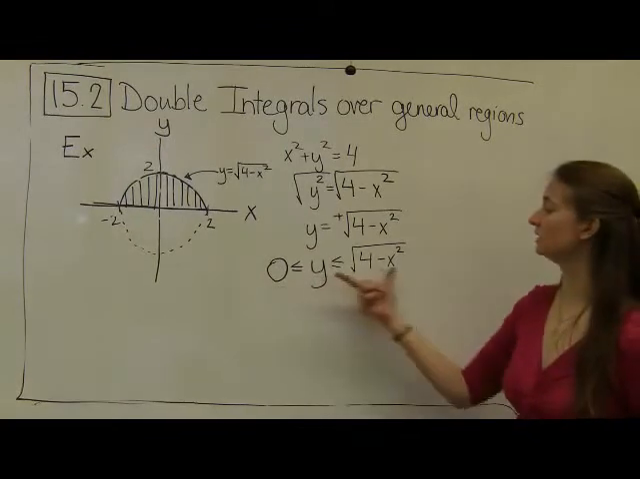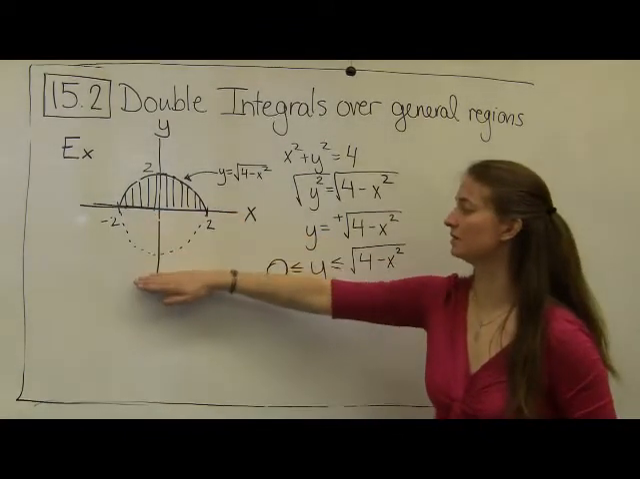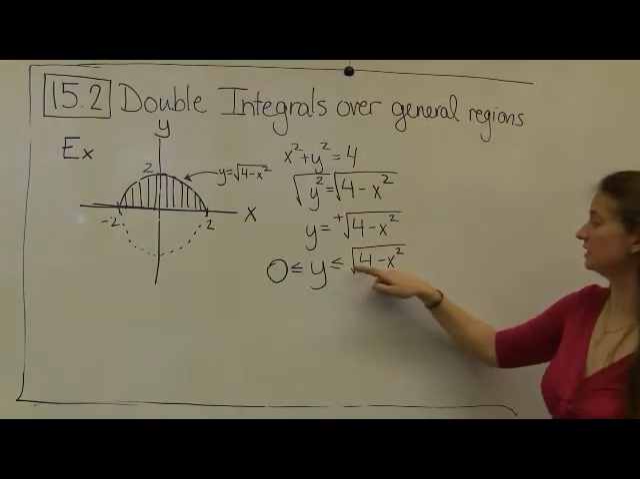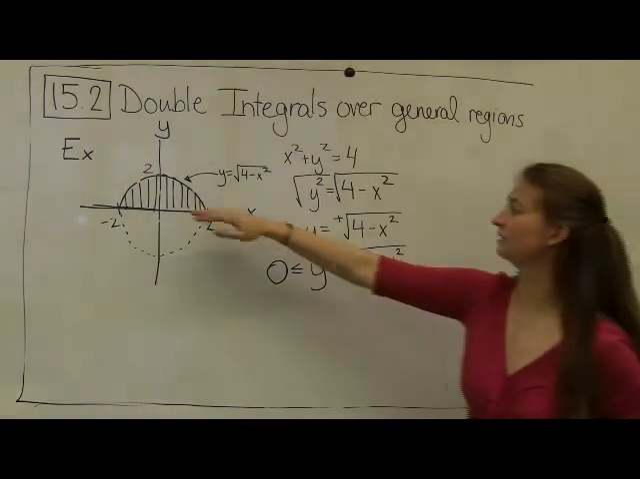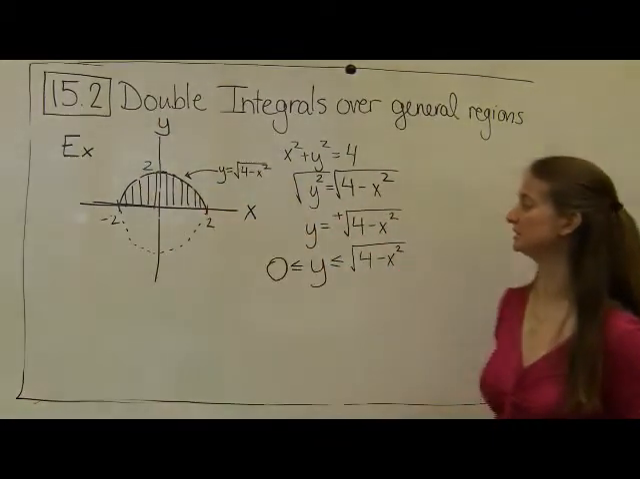So these are the bounds on my y values. My y values shouldn't get less than 0 because I don't want the bottom half of the circle. And my y values shouldn't get greater than this square root of 4 minus x squared, because that would put it up and above where this circular region is.